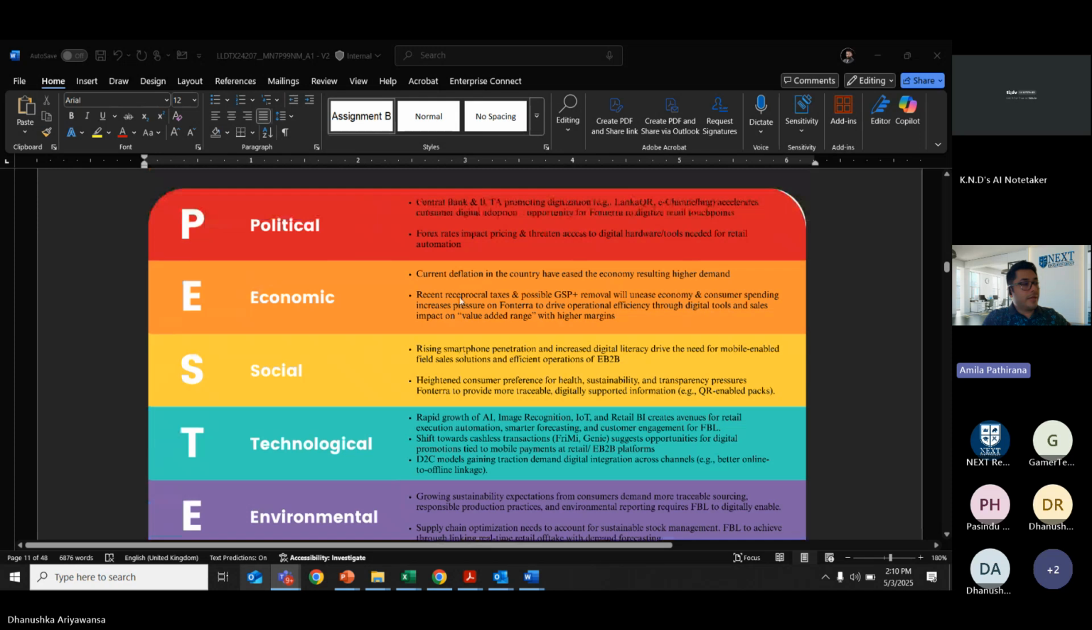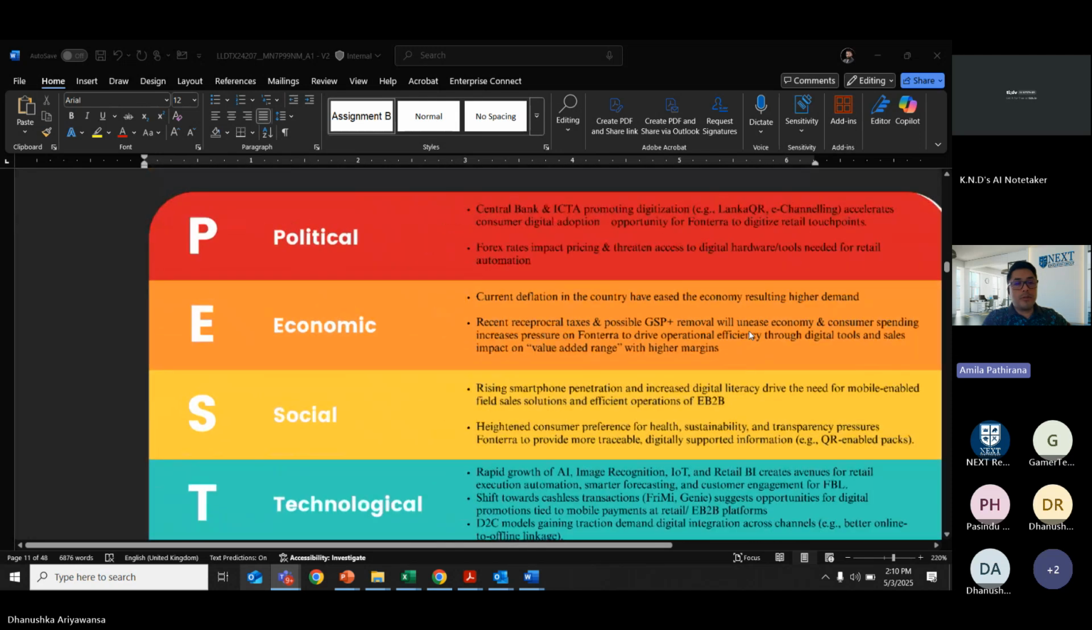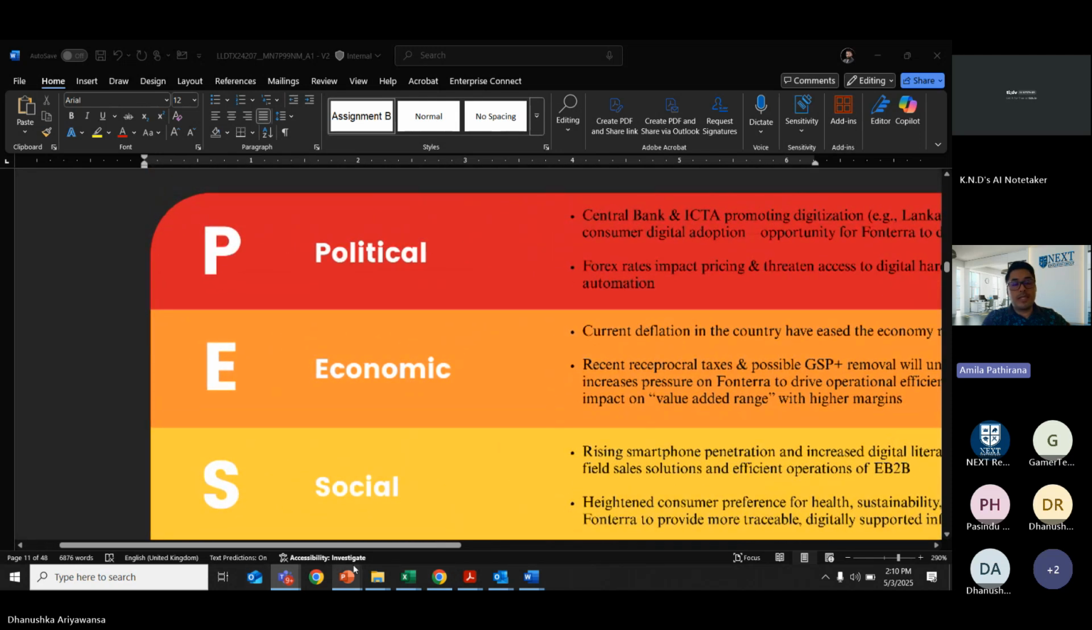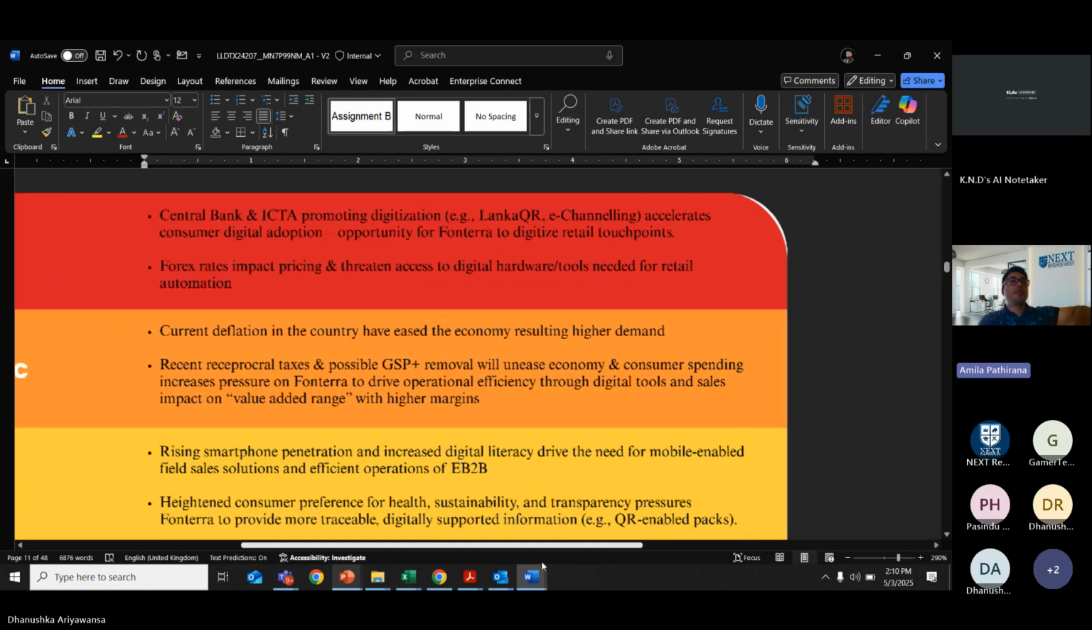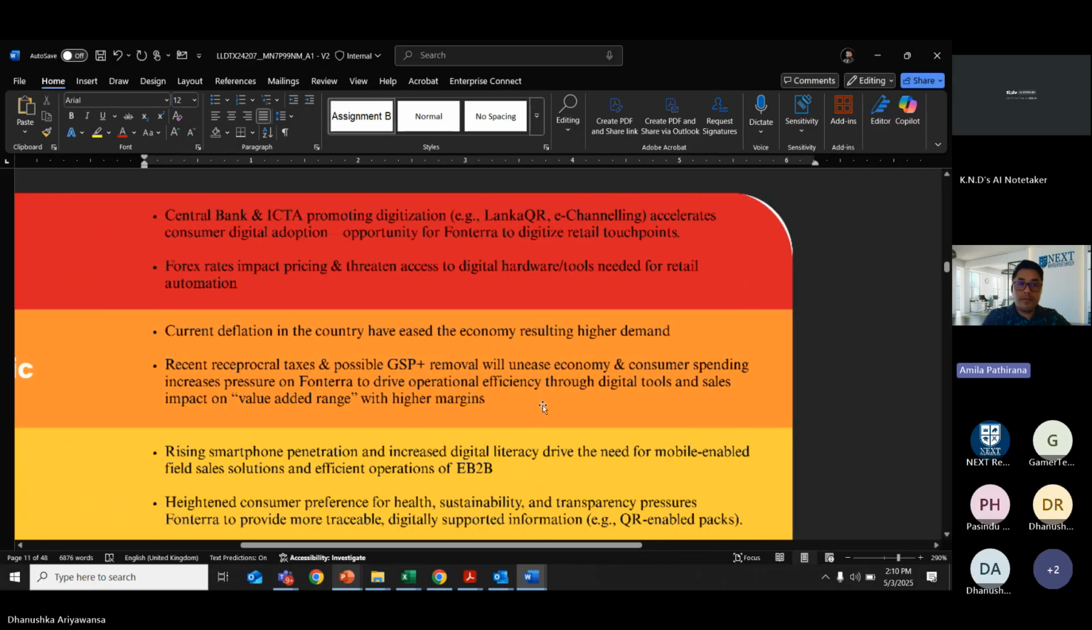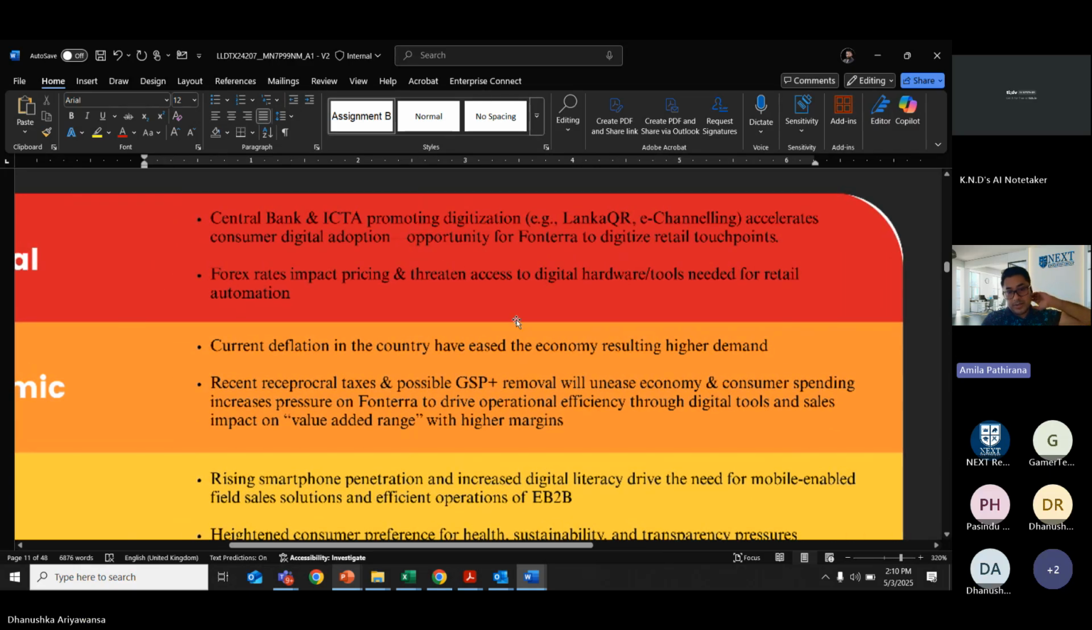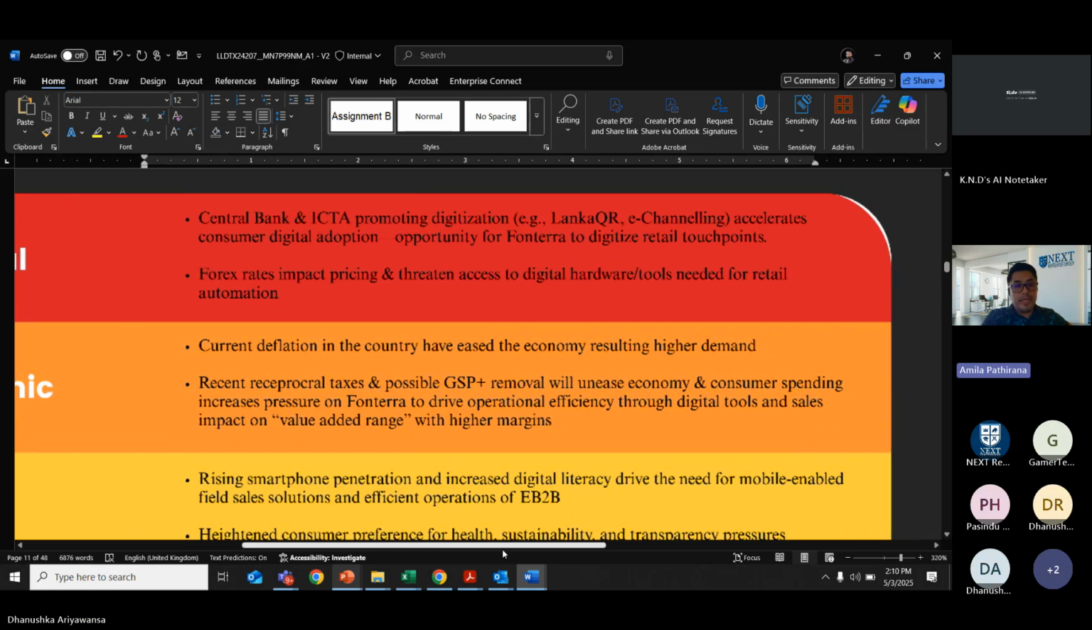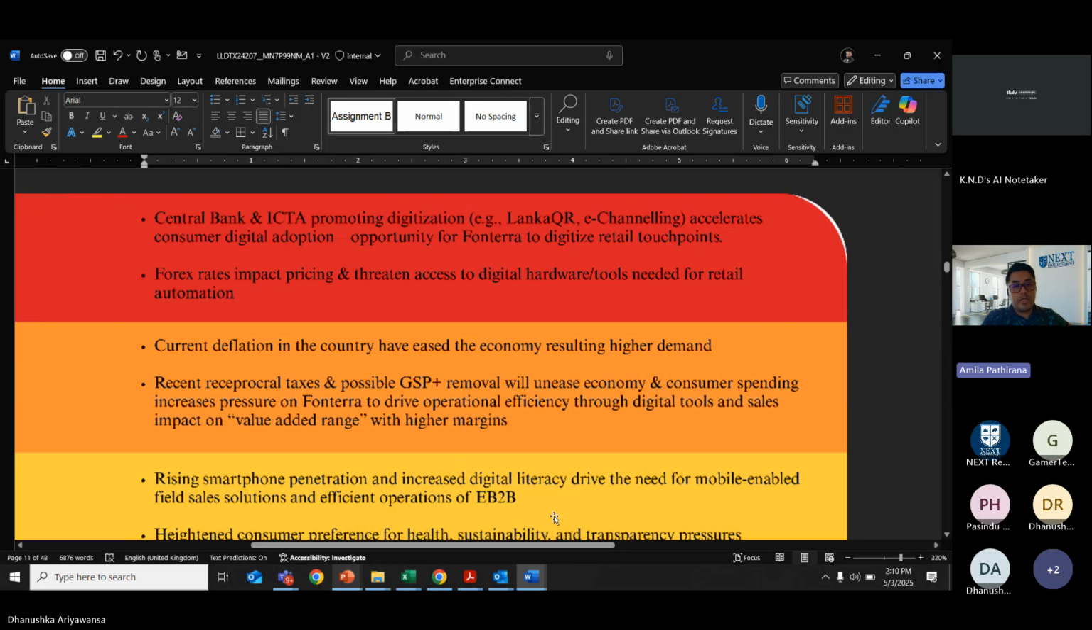Because sometimes people put in the PESTLE that there's a new government policy or government instability, but how does it translate to your business is the thing that you need to answer. Just like you have said now, rising smartphone penetration and increased digital literacy drive the need for mobile-enabled field sales for efficient operations in enterprise B2B, right?